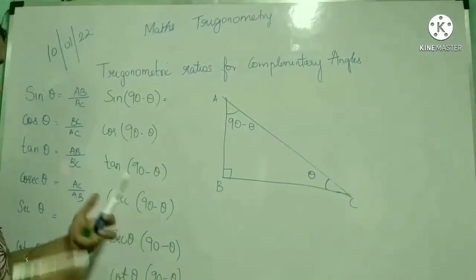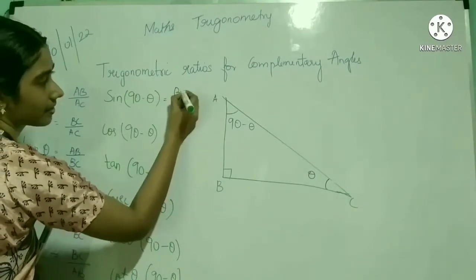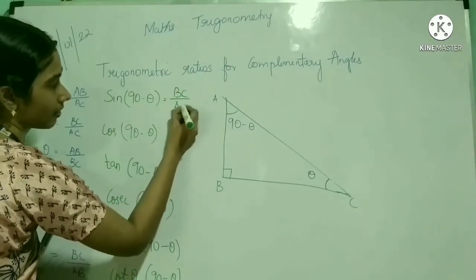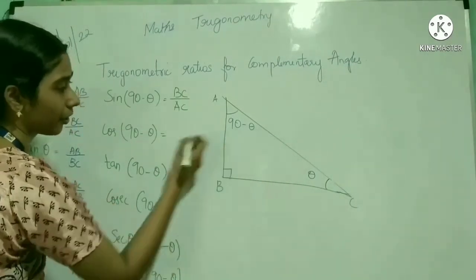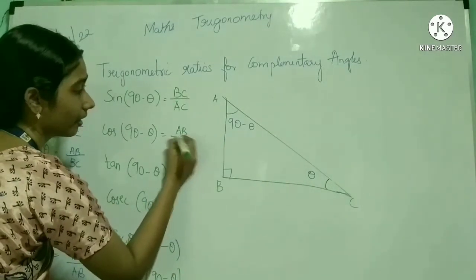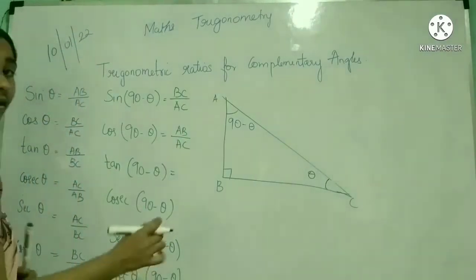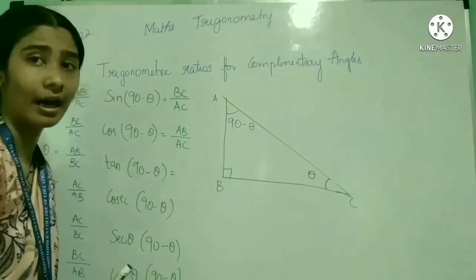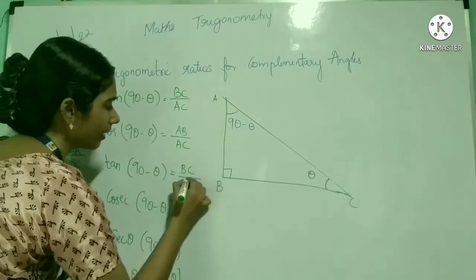What is sin 90 minus theta? For sin, what is the opposite side? BC. BC by hypotenuse AC. What is cos? Adjacent by hypotenuse, that is AB by AC. What is tan? Tan is opposite by adjacent, correct? Opposite by adjacent, so BC by AB.